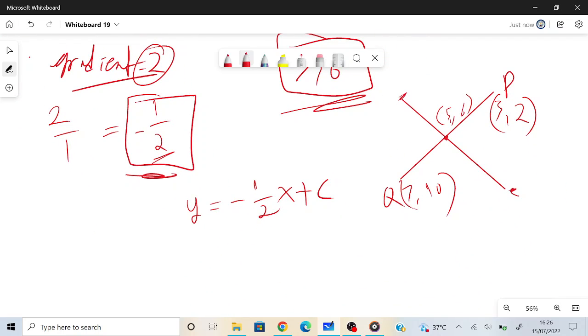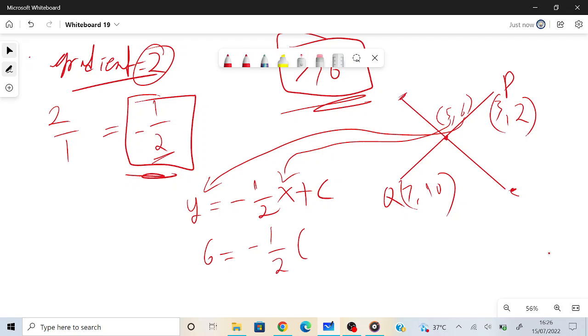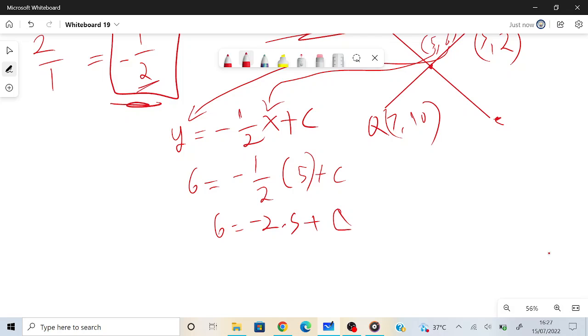So all you have to do is put this 5 in place of x over here, and this 6 in y over here. So doing that, we have 6 equals minus 1 over 2 times 5 plus c. Let's quickly do minus 1 over 2 times 5. It should be minus 2.5, and yep, it is. So 6 equals minus 2.5 plus c. Taking the minus 2.5 to the other side becomes positive, so c equals 6 plus 2.5, which is 8.5.